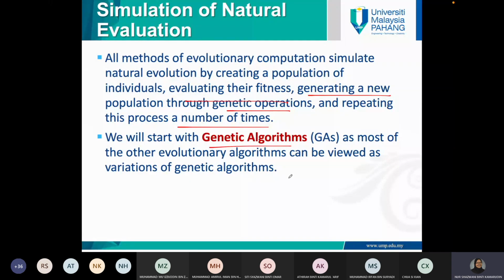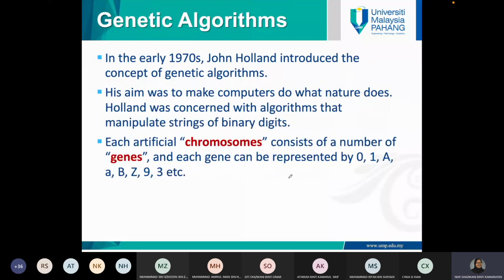Genetic algorithms started in the early 1970s by John Holland. John Holland introduced the concept of genetic algorithm. What happened was he wanted to make the computer do what nature does. He wanted the computer to be smart enough to change based on the problem, to find the solution based on the given problem.